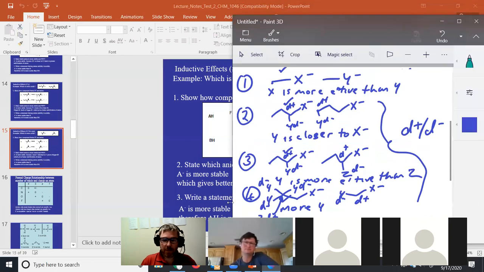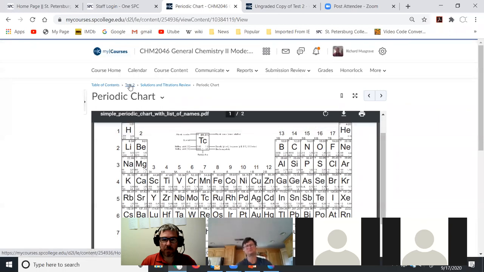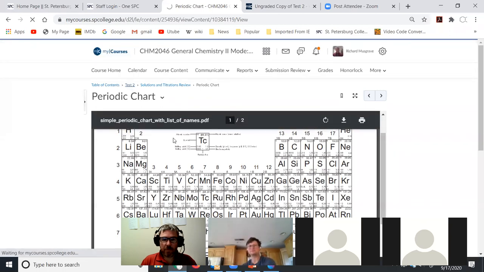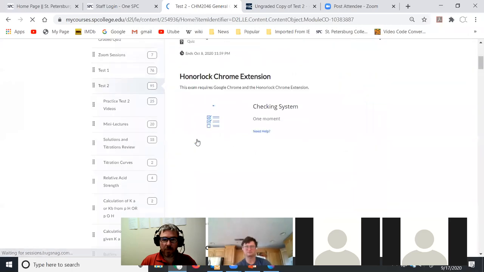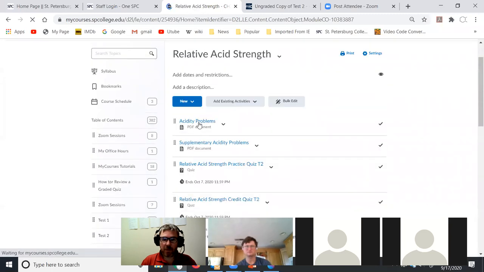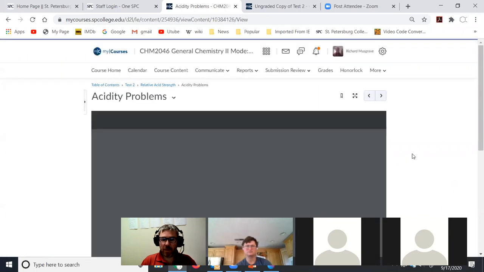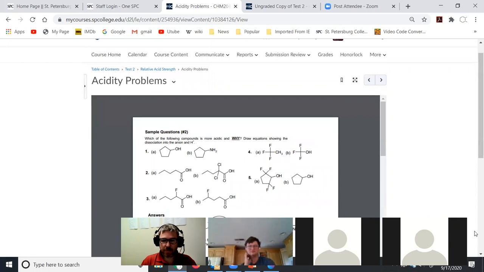Let's talk about some examples. And in the relative acid strength folder, I have a couple of worksheets that have complete answers on them. Let's talk about what these look like. I'm not going to go through all of them, just some of them, just to give you an idea of what we're looking at. Okay, let's have a look.